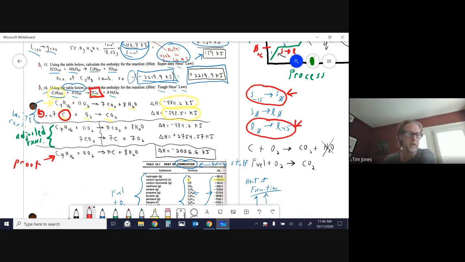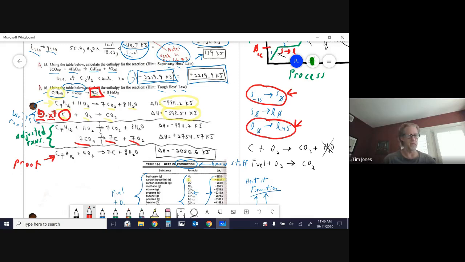And so in addition to flipping, I'm going to multiply it times 7. So this is just my note keeping of what I'm doing to this. Flipping and multiplying by 7. And of course, you see the result here. Flipped and multiplied by 7. So the products and reactants change sides, and everybody gets multiplied by 7.